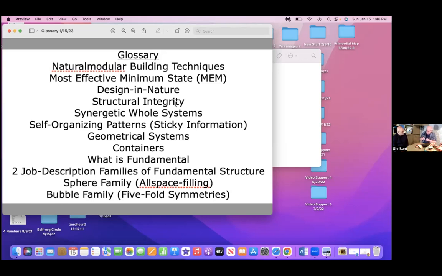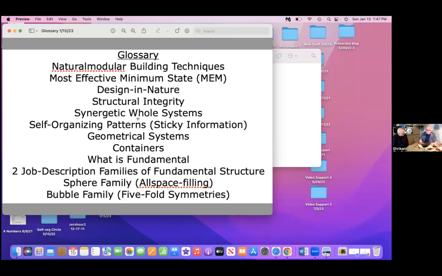Structural integrity is when a load is placed and it's communicated over the entire surface; that structure has the most structural integrity. So it's really this communication that goes on. The more you design using natural modular techniques, the more structural integrity you have, because you can't get more basic than the tetrahedron. If you want to have an inside and an outside, you have to have four sides.